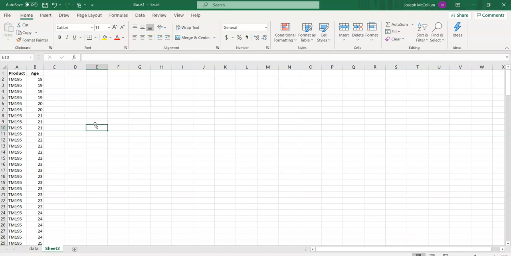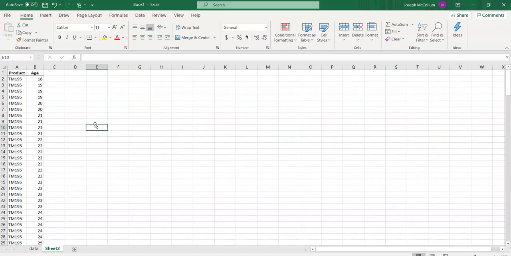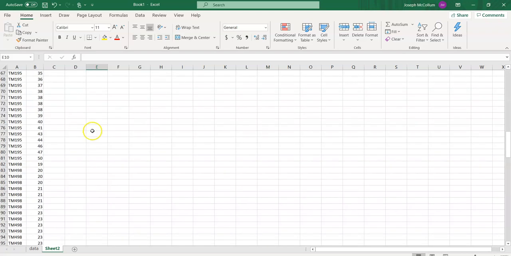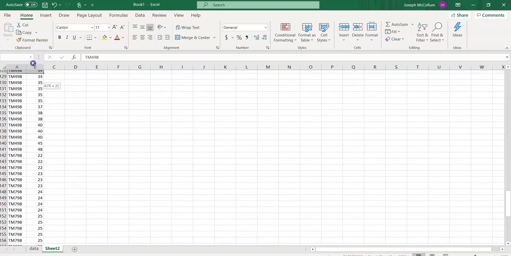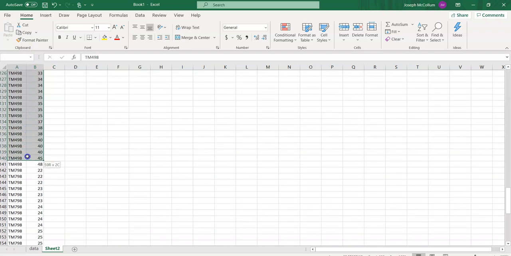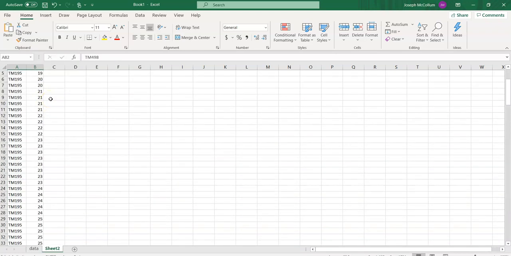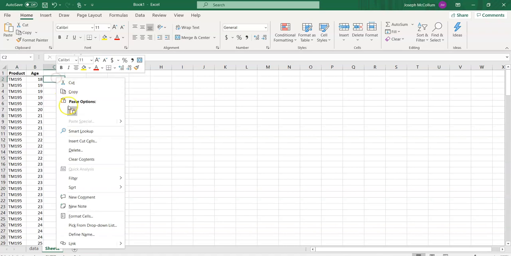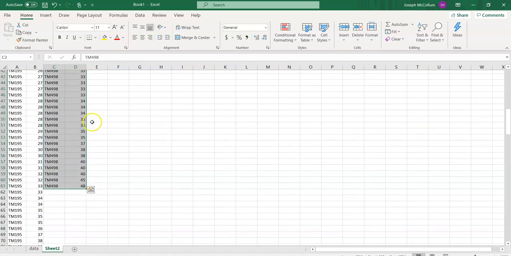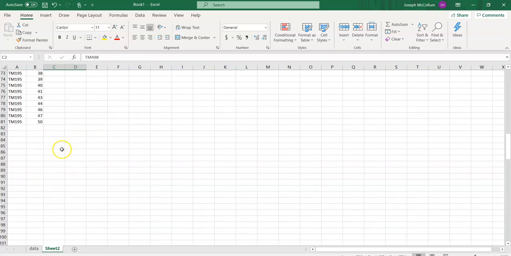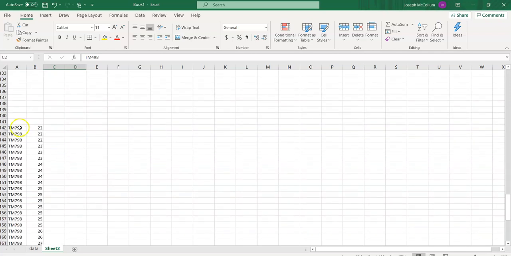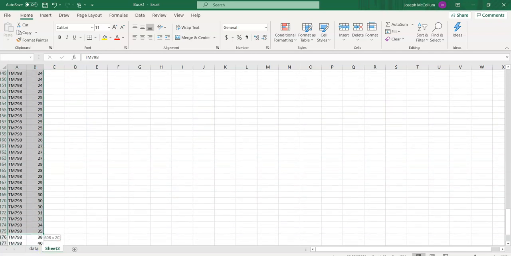All right, so here's what I'd like to do. I'd love to find the mean of the customers that love the TM195. And then, of course, there's another product down here, the 498, and then the 798. We could do it a few ways here. What I'm going to do right now is cut and paste this data, so that way I have the 195, the 498, and the 798 all next to each other.